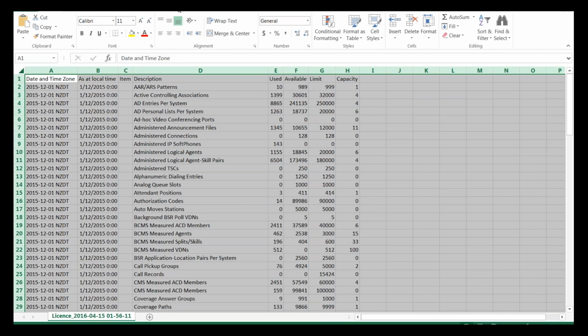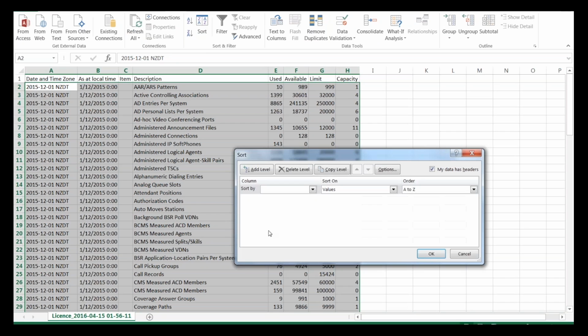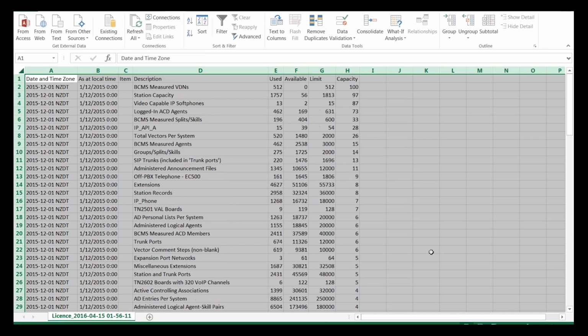Probably the best way to view this report is to sort it. So we go into data, hit sort, we'll sort by capacity, and we'll sort from the largest to the smallest. So that's going to show us the licenses that are most heavily used or consumed.